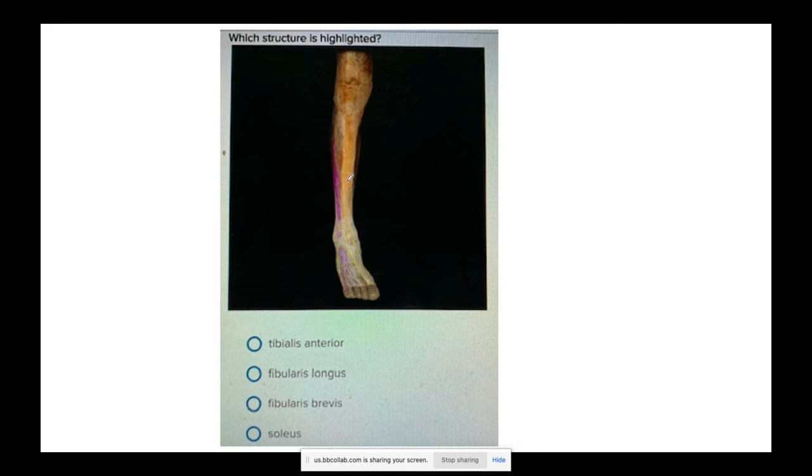Okay, what are we looking at here? This one looks like it's a fibularis muscle. So we can cross out tibialis anterior, we can cross out the soleus, and it's pointing to the outside of the foot. It's not going under, so this is going to be the fibularis brevis.